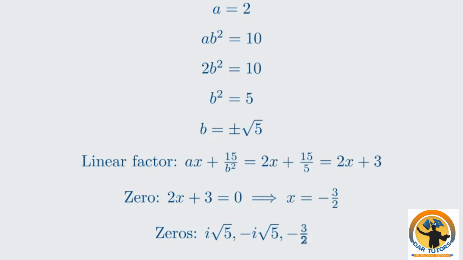Therefore, the zeros of the polynomial are i times the square root of 5, negative i times the square root of 5, and negative 3 over 2. This example highlights the importance of the conjugate root theorem when dealing with purely imaginary zeros.